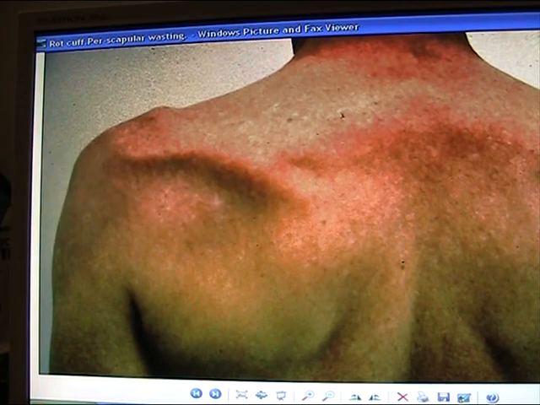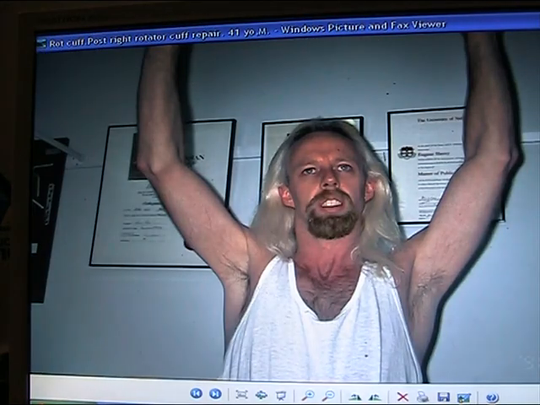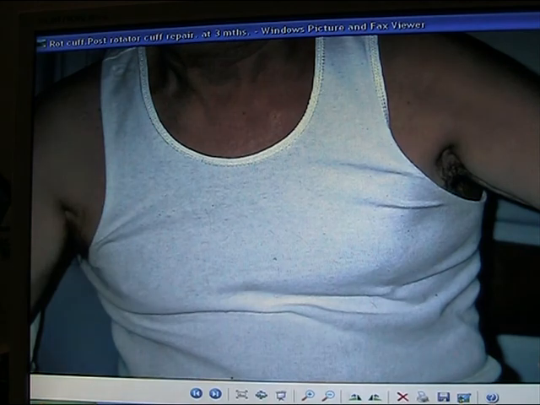Here is periscapular wasting associated with rotator cuff pathology. Here's a good rotator cuff repair. This is the end of part 1. Please look out for part 2 of the shoulder.